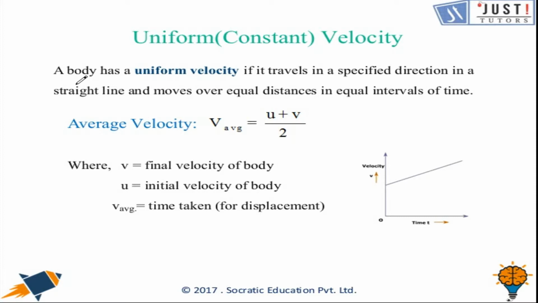Now, uniform velocity. A body has a uniform velocity if it travels in a specified direction in a straight line and moves over equal distances in equal intervals. Again, it is the same as uniform speed, just with a little difference. Average velocity is given here. You can use this formula.